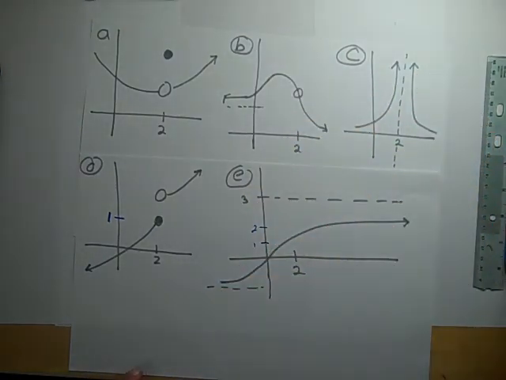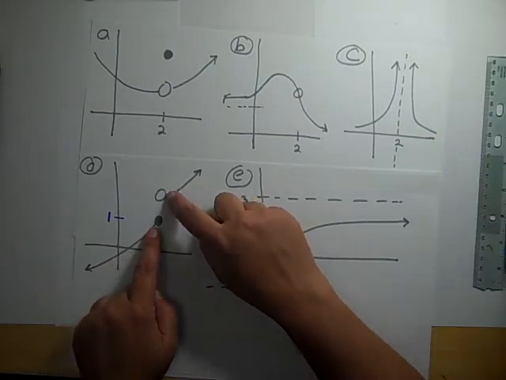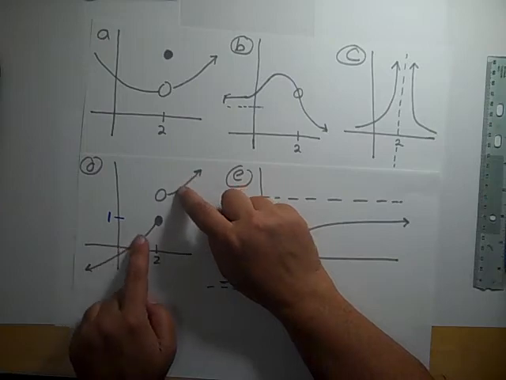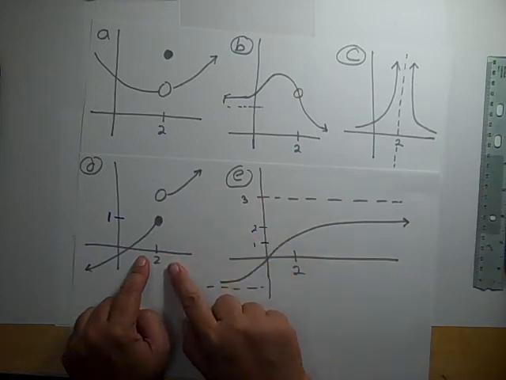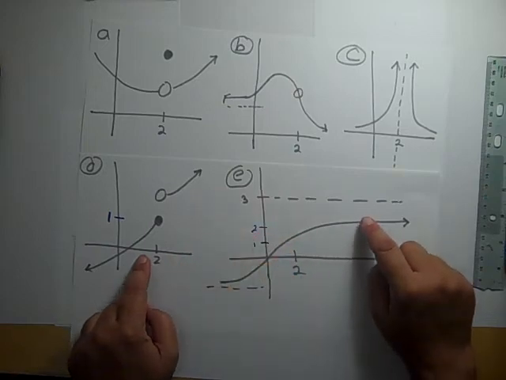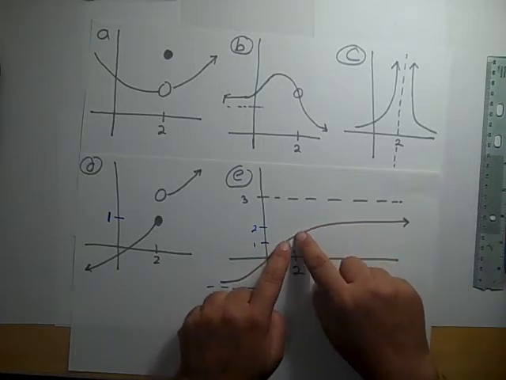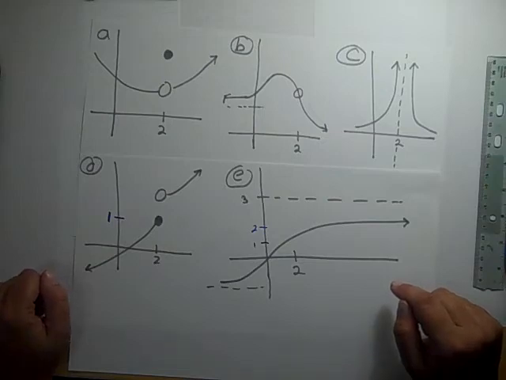Letter D. If we're driving from the left and we're driving from the right, we definitely do not end up in the same place. The limits from the left and right do not agree. Therefore, the limit as x approaches 2 of f of x does not exist. And let's look at E. As we drive from the left and the right, no problem. That limit definitely exists.